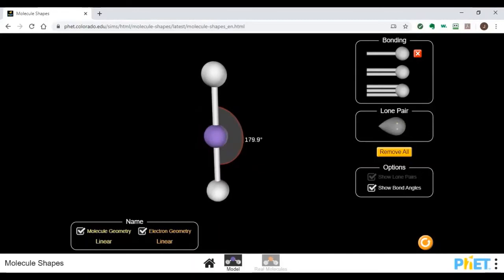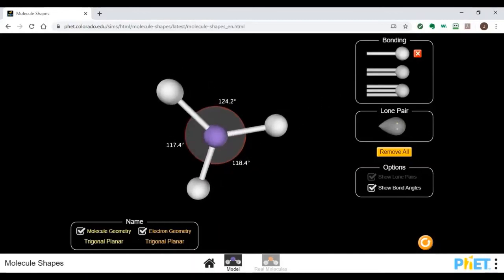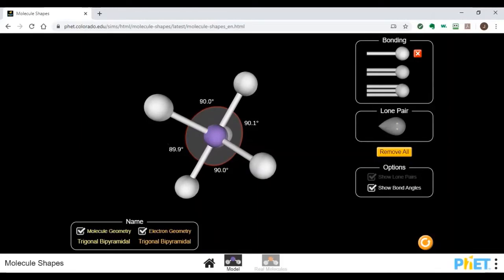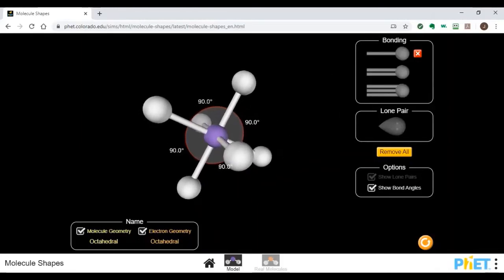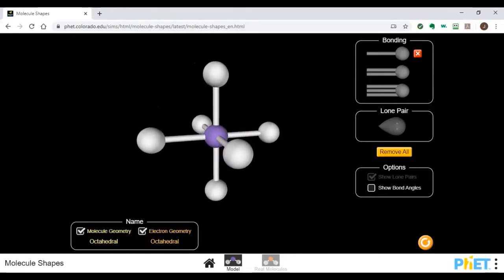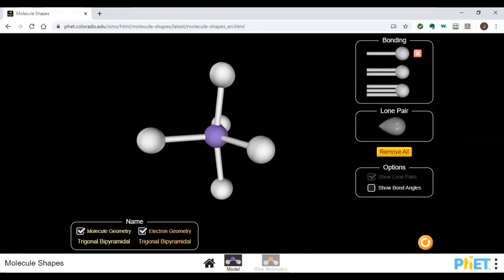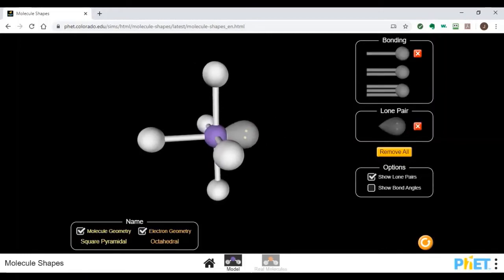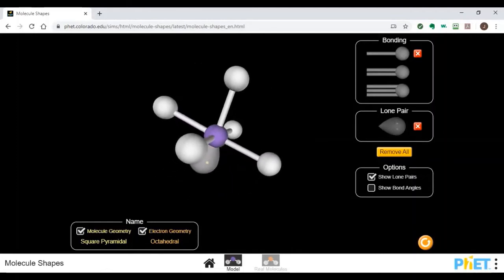Let's see what happens when we add 6 total bonding groups. There we go. I'm going to take the bond angles out of here. And again, what you can see here is the electron arrangement is what is called an octahedral arrangement. And if all 6 of the electron groups are atoms bonded, the molecule will also be octahedral. If we replace one of those atoms with a lone pair, all of the positions are equal, and so what you end up getting is what is called a square pyramidal shape.